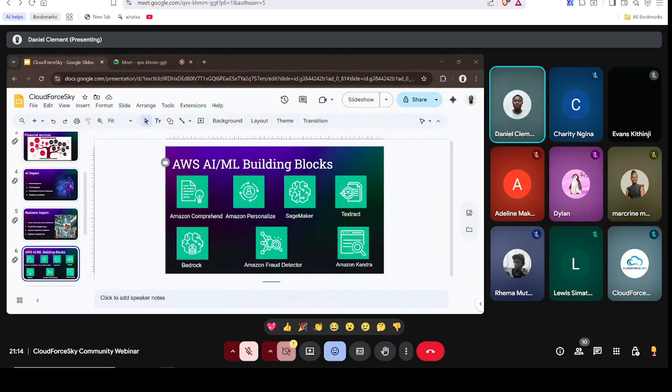Okay. Moving on to Kendra. One important thing about Kendra is that it is more or less a semantic search service that also uses natural language processing, with a touch of deep learning, to deliver relevant answers for structured and also for unstructured data sources.